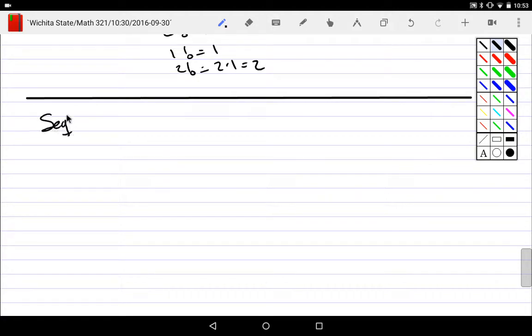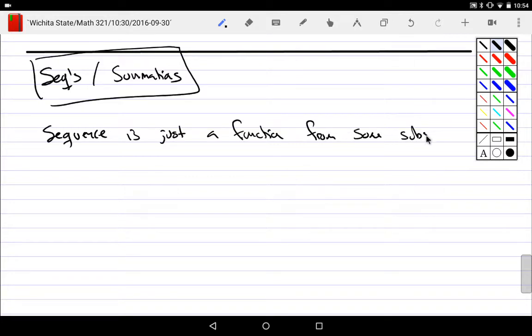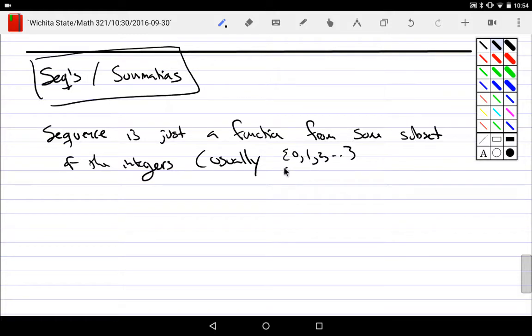But now we're going to talk about sequences and summations. All right, all a sequence is, it's just a function from some subset of the integers. Usually the subset is like 0, 1, 2, etc., or 1, 2, 3, etc. Usually that's the subset we pick to a set S.